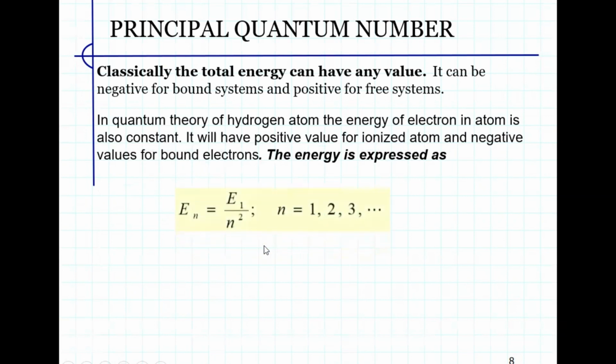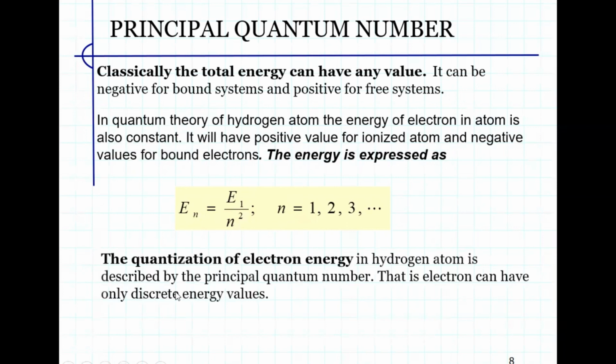And the energy is expressed in this form, that En is equal to E1 divided by n square. E1 is the ground state energy, and these are negative values. Negative values mean that they are for the bounded electron. n can have any value, 1, 2, 3, and so on. So the quantization of electron energy is occurring here in the hydrogen atom, and it is described through a quantum number, which is the principal quantum number, and the electron can have only discrete energy values, and the lowest value in the minus sense is E1.